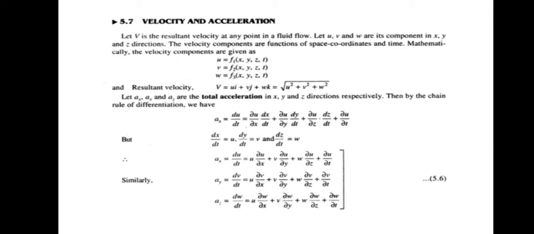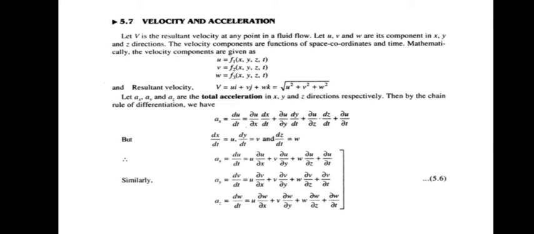Similarly, we can find the resultant velocity equal to the square root of u square plus v square plus w square. By using that, we find the resultant velocity. So this is about the velocity. Now we will see the acceleration. To find the acceleration, we consider ax as the acceleration in x direction, ay as the acceleration in y direction, and az as the acceleration in z direction. This is considered the total acceleration in x, y, z directions respectively.